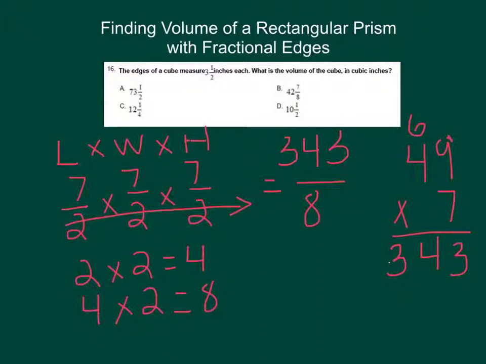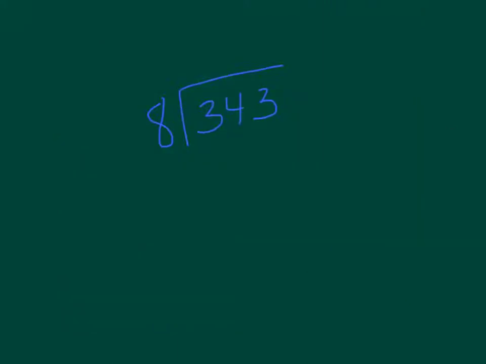Now this is another area where I see you guys get confused. You get to this point and you're not exactly sure what to do. You have to remember that every fraction is really a division problem. So what this is showing me over here is really 343 divided by 8. So your next step is to do the division.